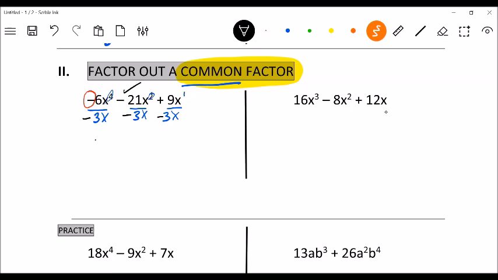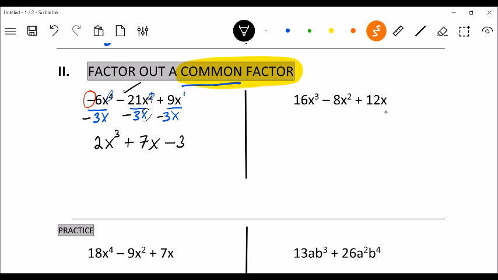Negative 3 into negative 6 leaves a 2, and x goes into x to the 4th with 3 x's left over. And these 2 negatives will make a plus, and 3 goes into 21 7 times. And this x cancels out one of the ones on top, so I have a single x. And here I have, for the last one, a plus and minus. 3 goes into 9 3 times, and the x's cancel out.